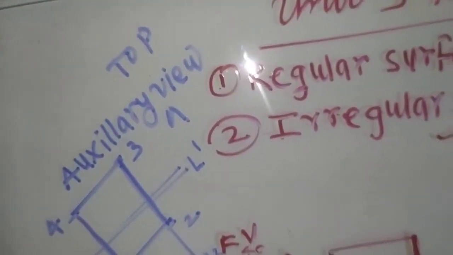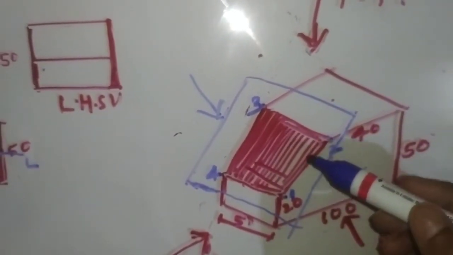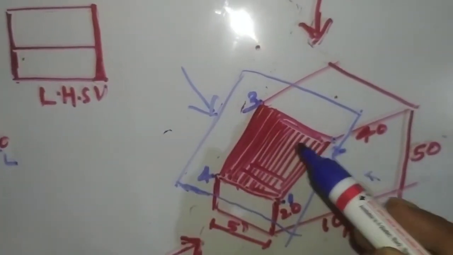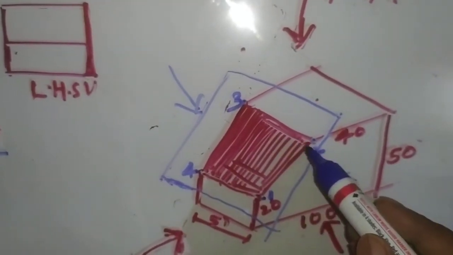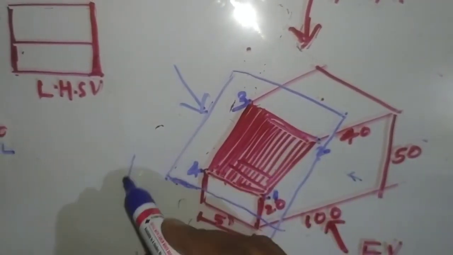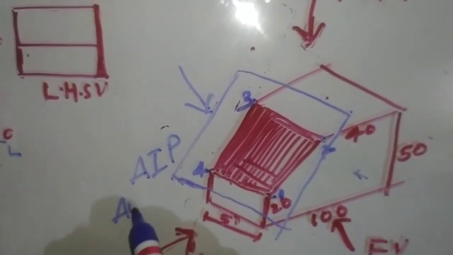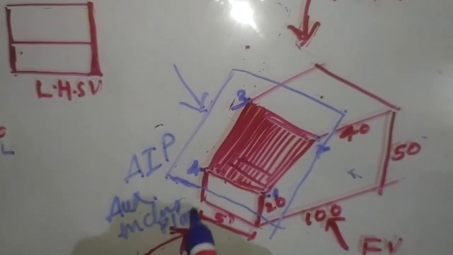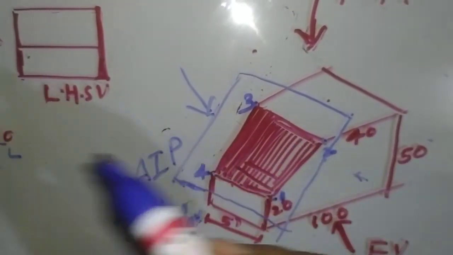So this is how to study the irregular surfaces. We will study this in this chapter. We will know the details of the irregular surface. To understand the details of the irregular surface, we are now creating this plane. This irregular surface is inclined to HP. We are creating the AIP, auxiliary inclined plane, on which we are drawing the true shape, and we are rotating it.